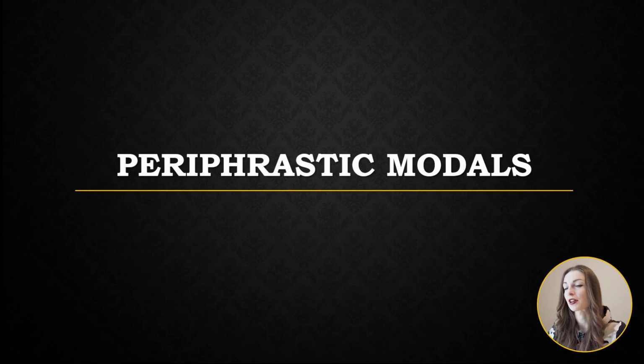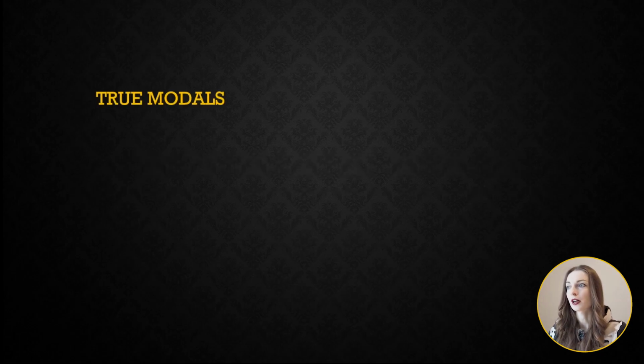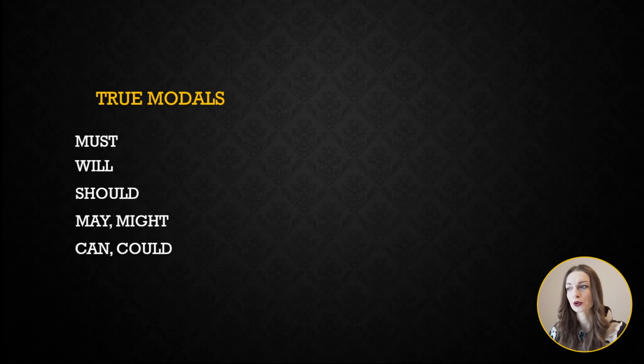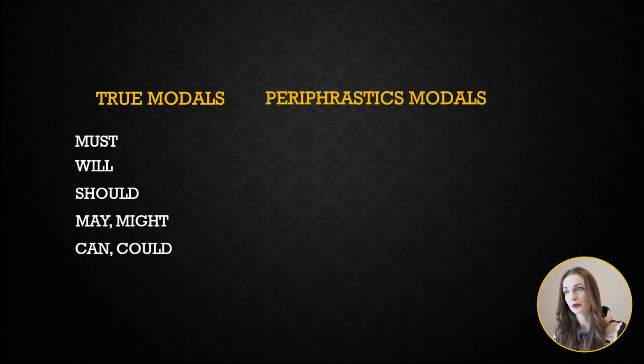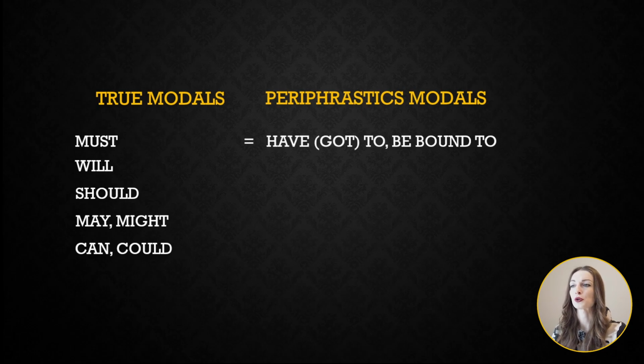As the name suggests, these are structures that paraphrase modal verbs. They express modality in other ways than the true modal verbs. There are true modal verbs like must, will, should, may, might, can, could, and there are periphrastic modals, which paraphrase the ideas that each of these modal verbs expresses. So, for example, if I want to express obligation, I might use must, but also I can use have got to or be bound to. In those sentences, for example, where must cannot be used, like in the past tense.